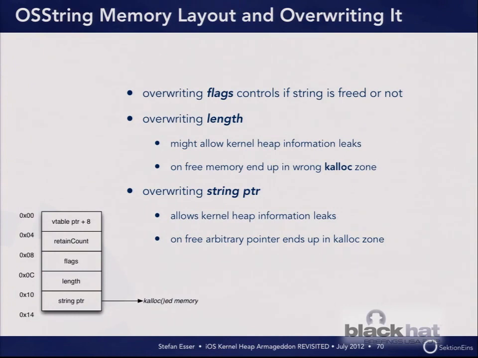And the last thing you can overwrite is the string pointer itself. The string pointer is basically a value that is allocated with kalloc, and it just contains the string. So of course, if you can overwrite this pointer and later read the string, for example through the IO registry, then you can leak kernel heap information. Or again, you can free arbitrary pointers the moment this string object is destroyed.